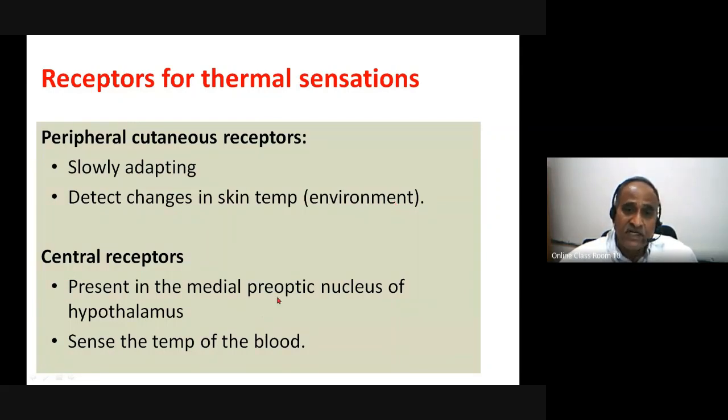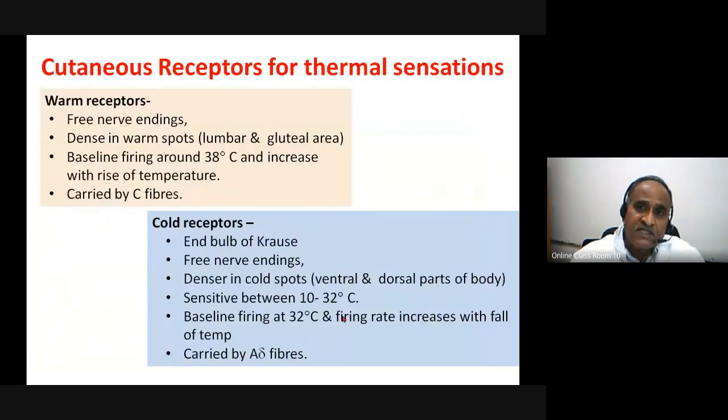Central receptors are located in the hypothalamus, the medial preoptic nucleus. They sense the temperature of the blood. That means whatever blood goes from the periphery and from the heart and reaches the hypothalamus, that particular temperature is sensed. The cutaneous receptors for thermal sensations are categorized into warm receptors and cold receptors. The warm receptors are free nerve endings.